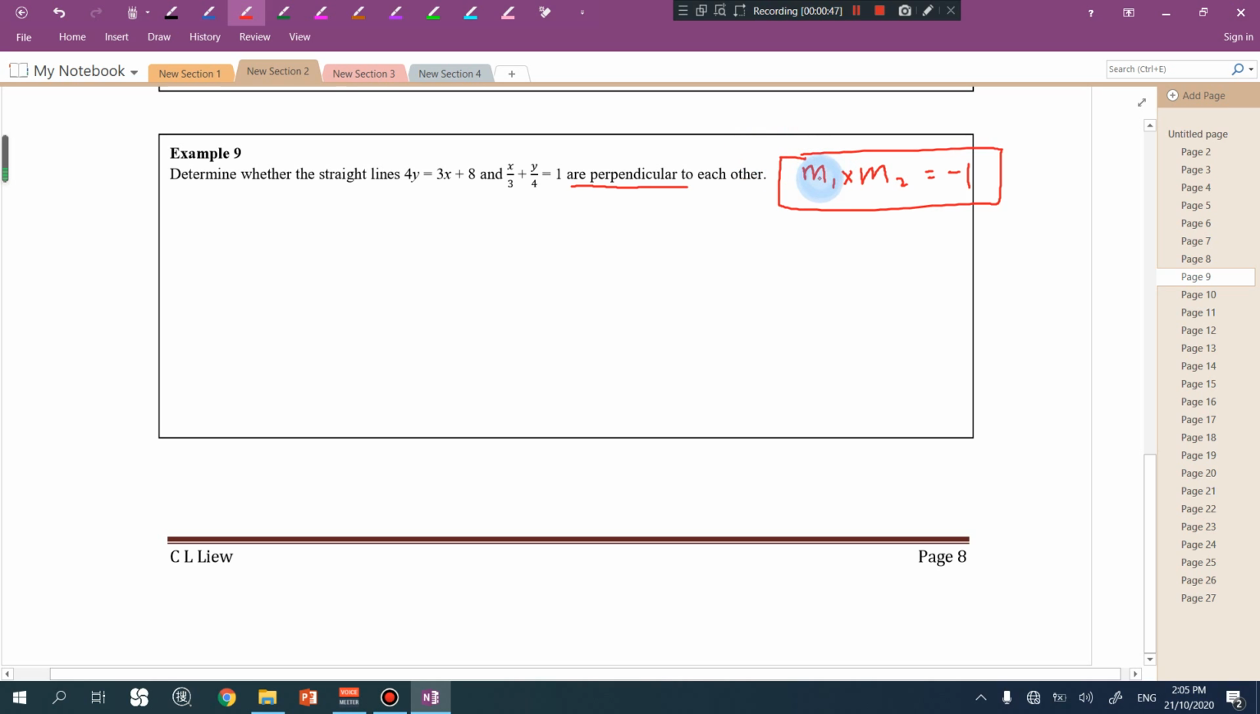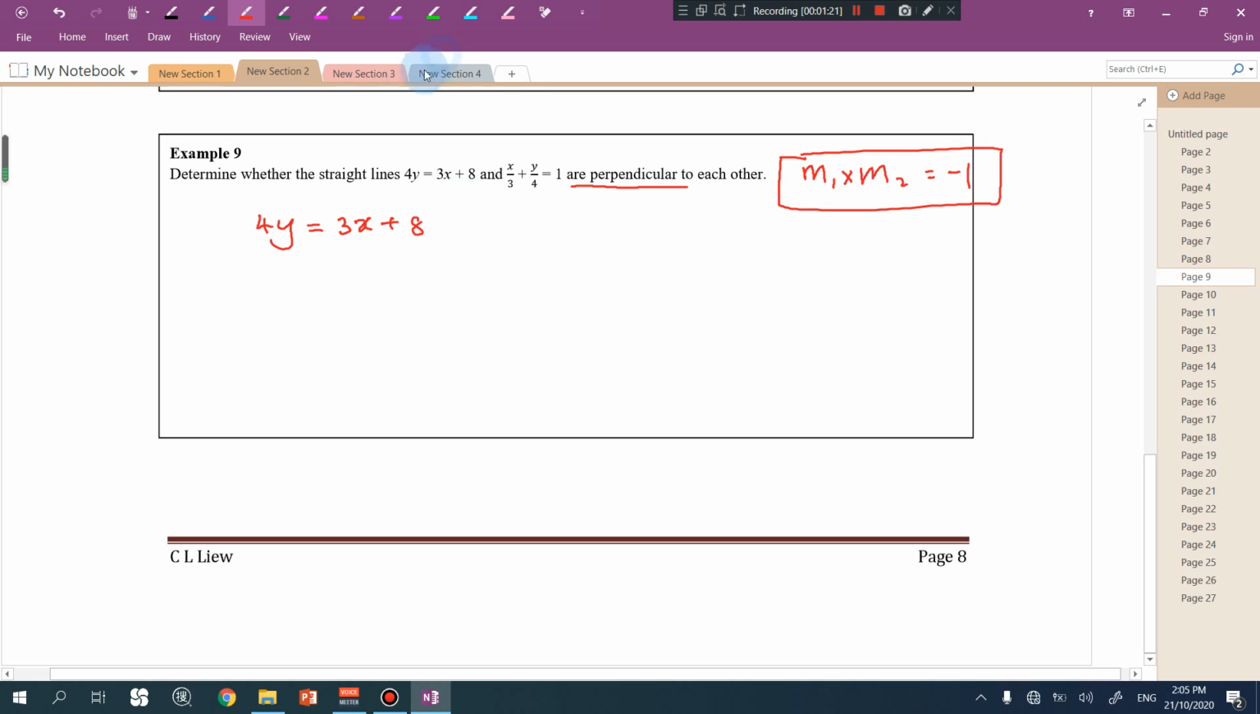Since we know this concept, I'm going to get the gradient of each straight line, and then multiply them together to find their product. If it is equal to -1, that means they are perpendicular to each other. If not, they are not perpendicular. Let me get the gradient for this straight line first: 4y = 3x + 8.